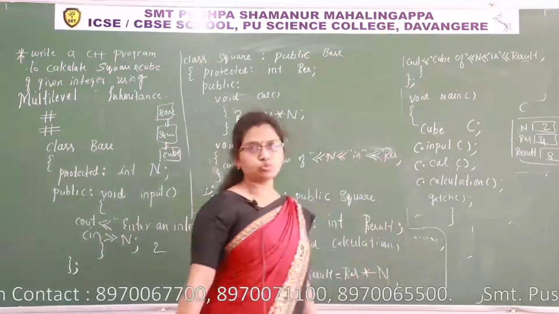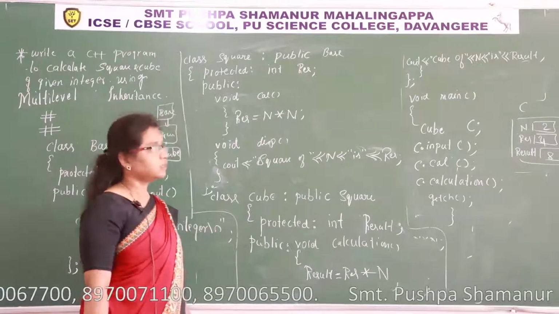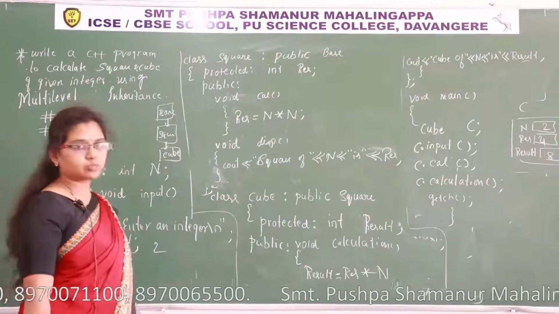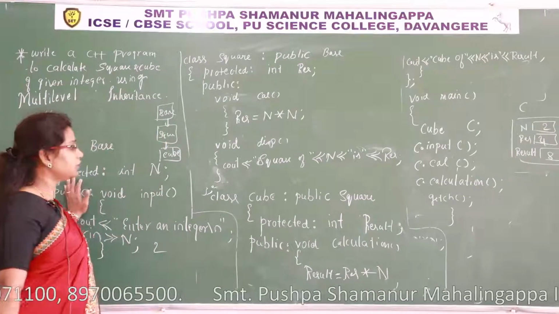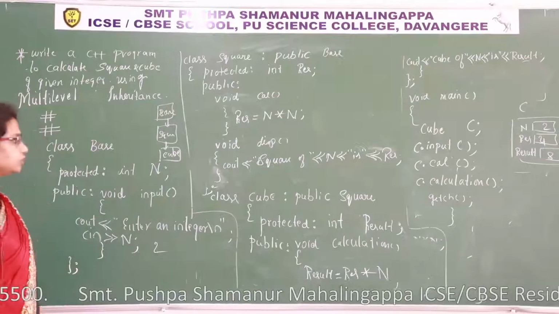The given number is 2 and the square of that number is 4. The cube of that number is 8. In this way you can implement this program, this problem statement, in multi-level inheritance. Understood?